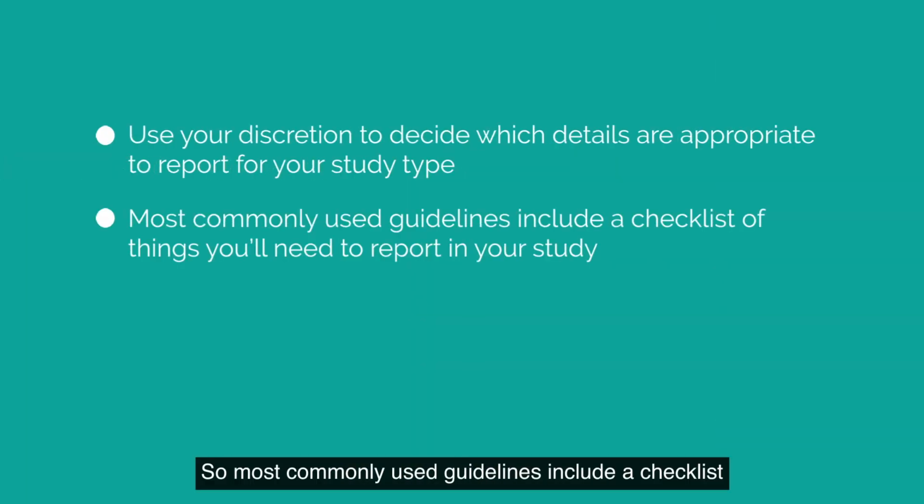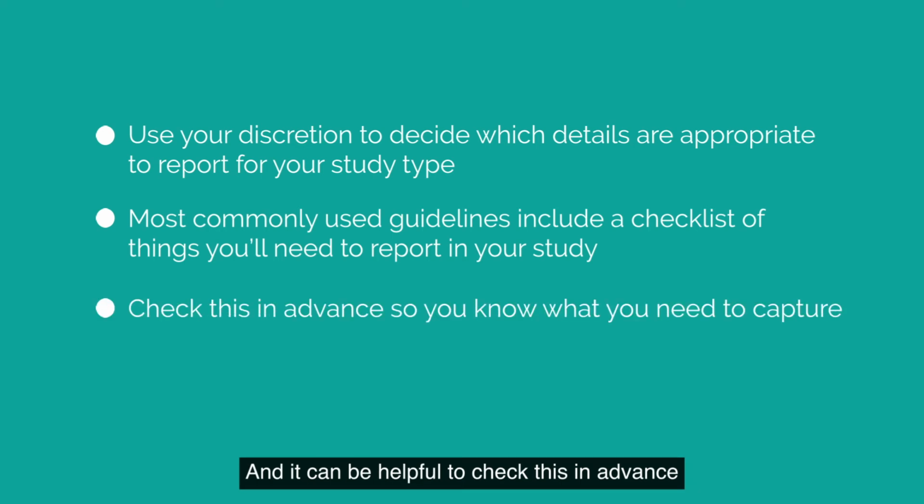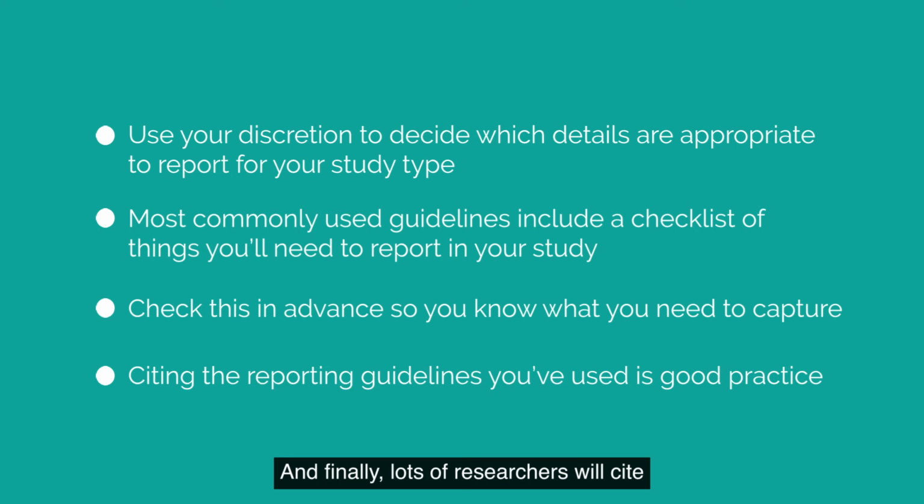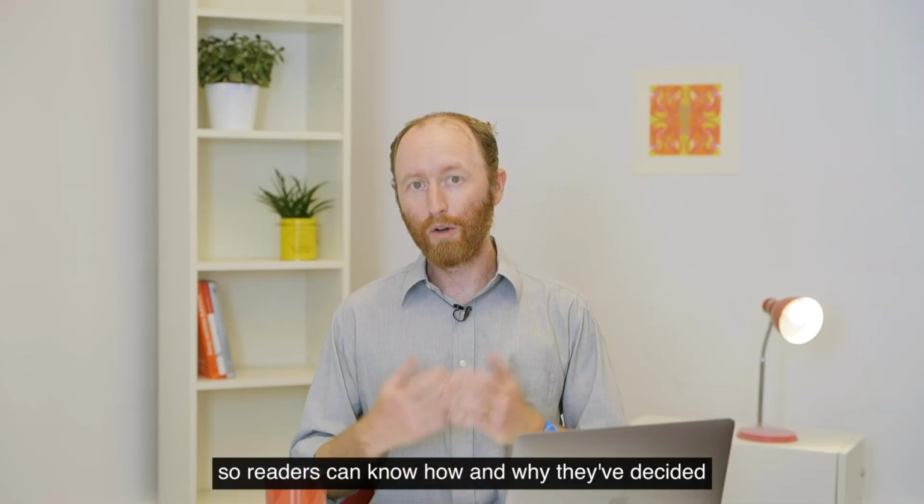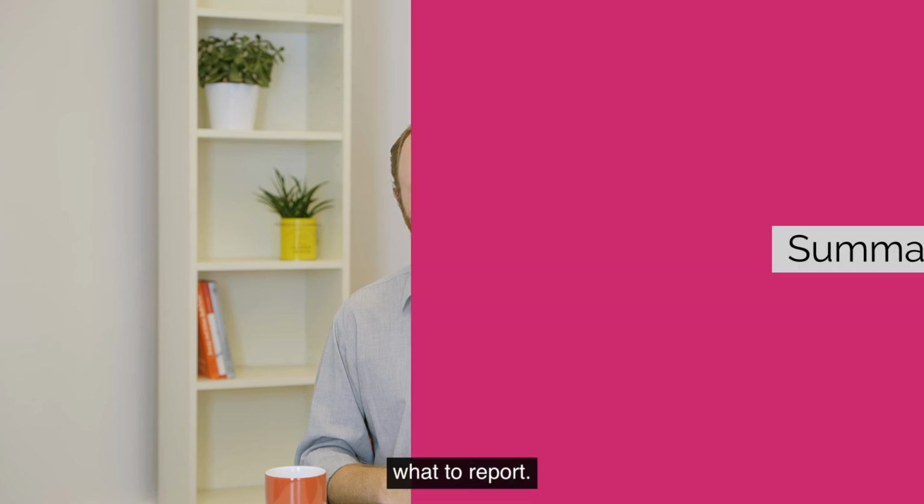So most commonly used guidelines include a checklist of things that you'll need to report in your study, and it can be helpful to check this in advance of doing the work so that you know you're capturing everything you need. And finally, lots of researchers will cite the reporting guidelines that they've used so readers can know how and why they've decided what to report.